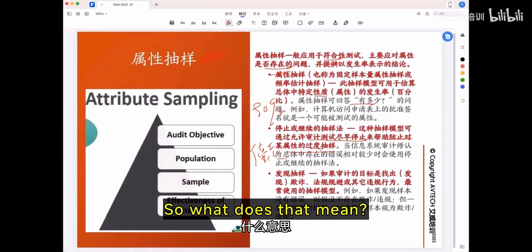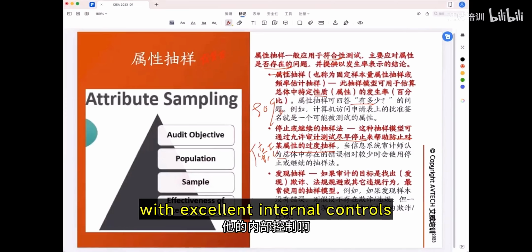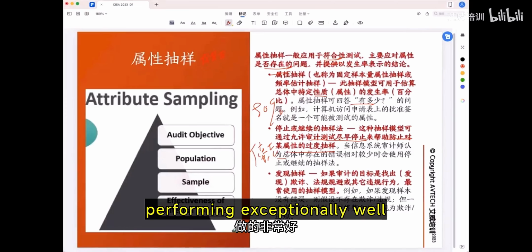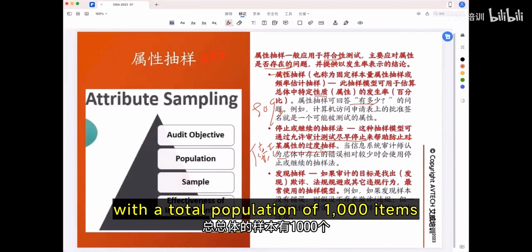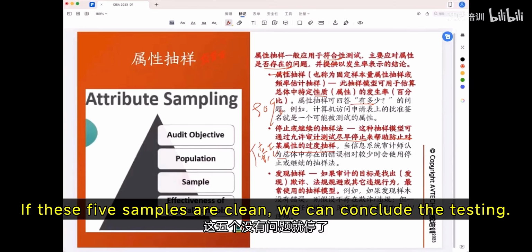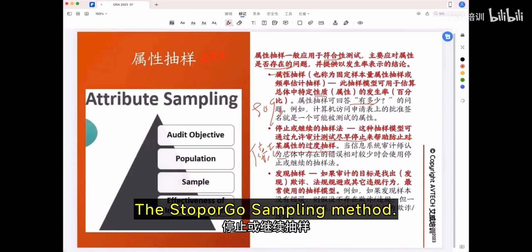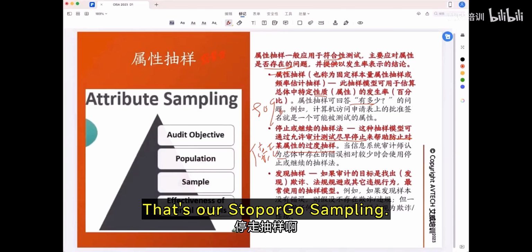So what does that mean? Well, let's say we have a company with excellent internal controls, performing exceptionally well, particularly in their change management processes. But with a total population of 1,000 items, let's start by sampling 5 items. If these 5 samples are clean, we can conclude the testing. What do we call this method? The statistical sampling method. Is that clear? Alright. That's our statistical sampling.